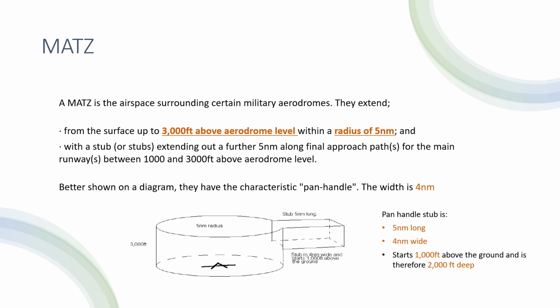This is to extend the approach. They sometimes have one poking out the opposite direction as well. The panhandle or stub starts at 1,000 feet above the ground, and it is 4 nautical miles wide and 5 nautical miles long. You need to remember those dimensions.